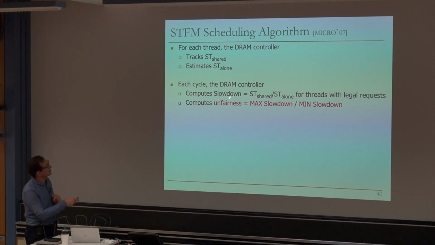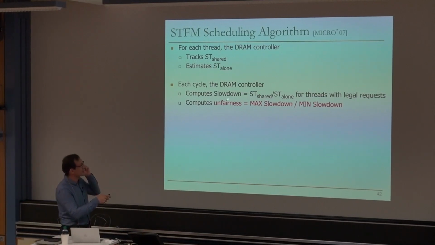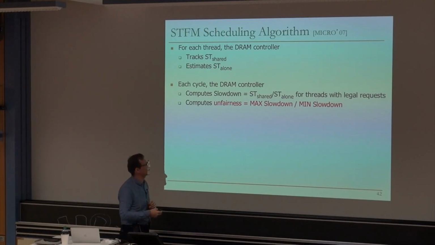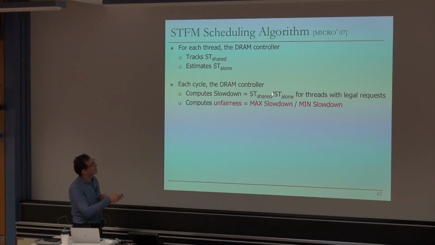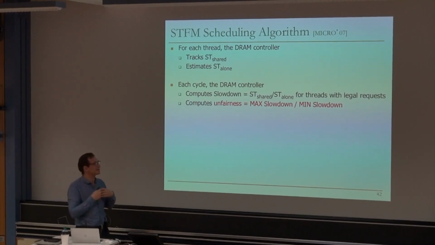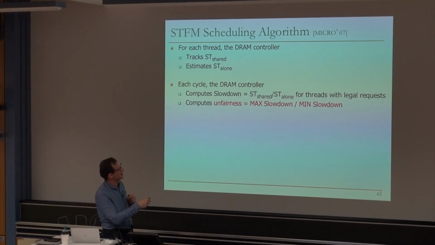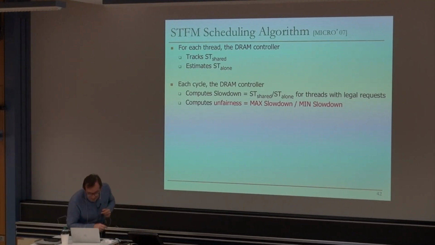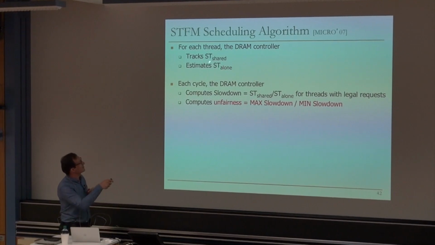So what the DRAM controller does in this case is it computes a slowdown value for threads that have legal requests. Legal request meaning that a request that can be scheduled. So it computes stall time shared divided by stall time alone for each thread. And it computes an unfairness value. So I'm assuming right now that you know how to do the stall time alone estimation. Actually, let me pull back. I don't have a slide on that, I think. No, I don't. So how do you estimate stall time alone?